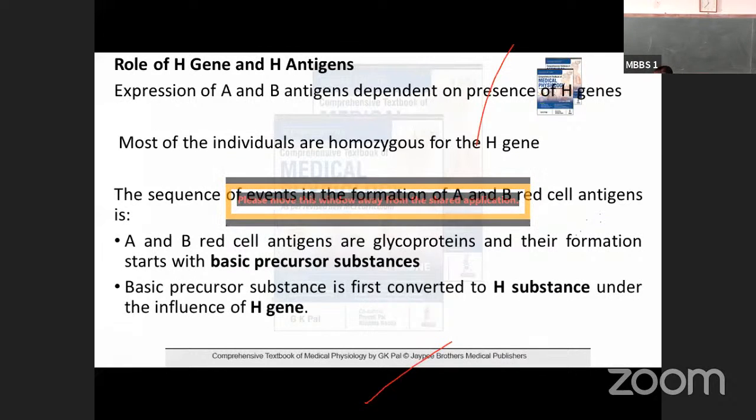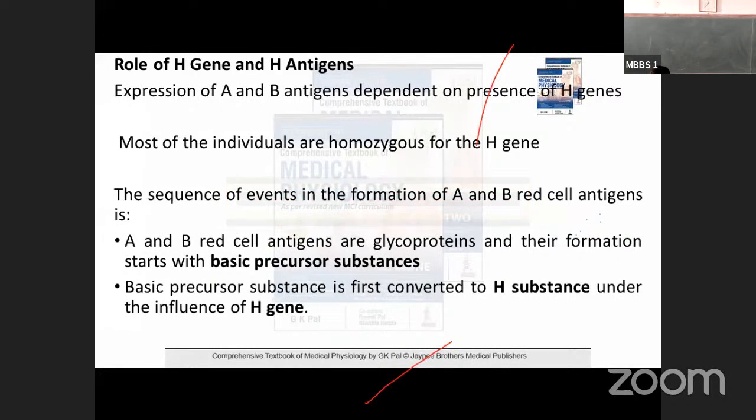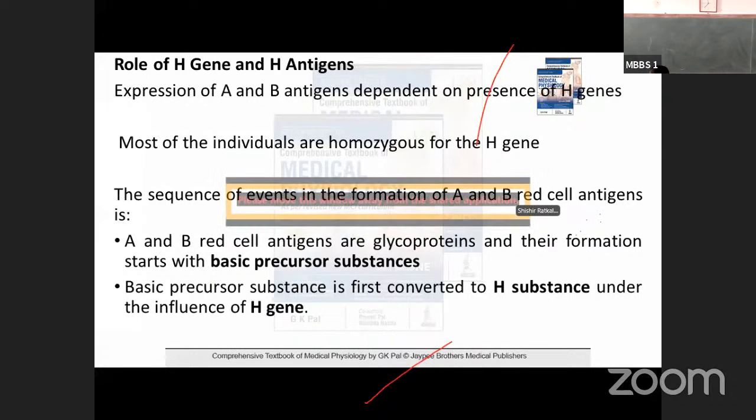Then the role of the H gene and the H antigen. A and B antigens depend on the presence of the H gene. Most individuals are homozygous for H. A and B red cell antigens are glycoproteins. Their formation starts from precursor substances.